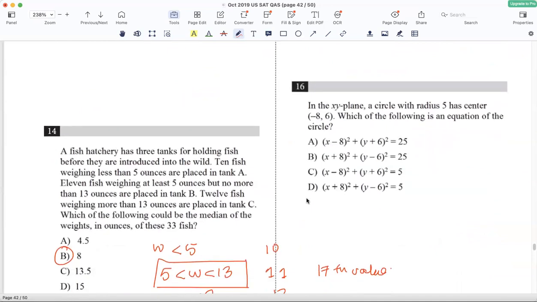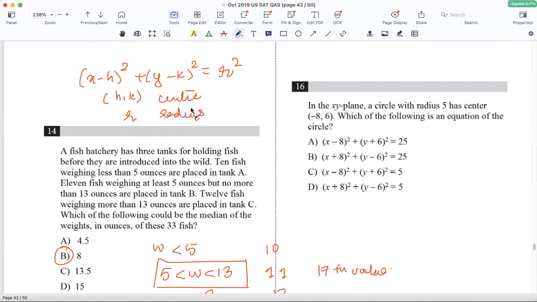In the xy plane, a circle with radius 5 has center -8, 6. Which of the following is an equation of the circle? So the equation of any circle is x minus h whole squared plus y minus k whole squared is r squared, where h comma k is the center and r is the radius of the circle. So this would be x plus 8 whole squared plus y minus 6 whole squared is 25. Option B.